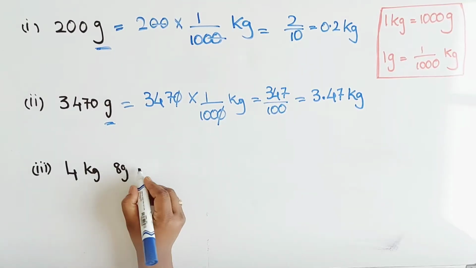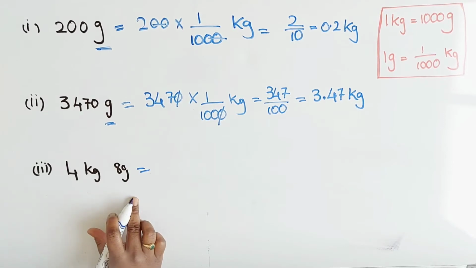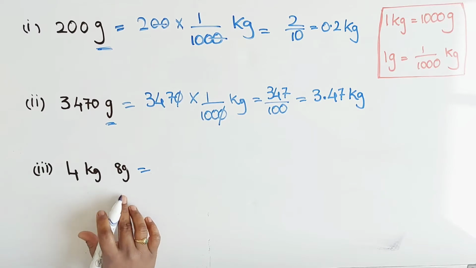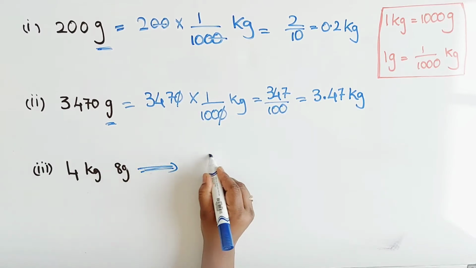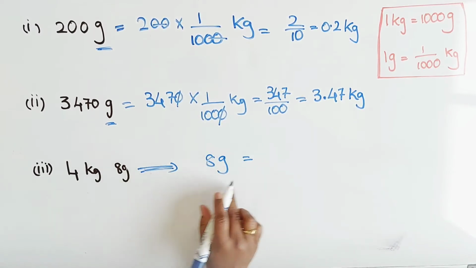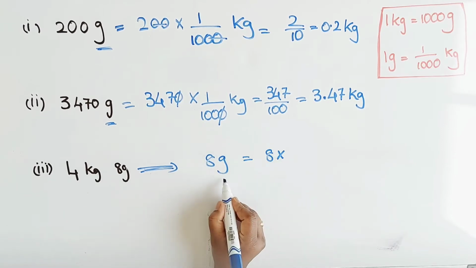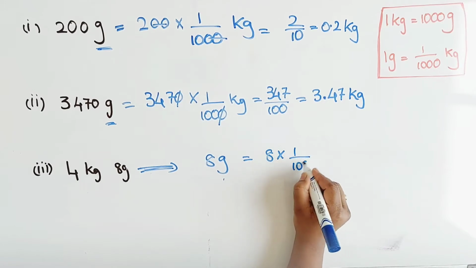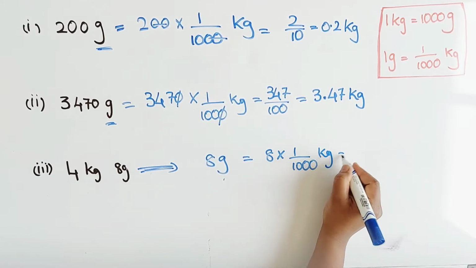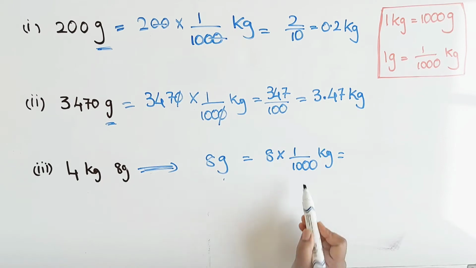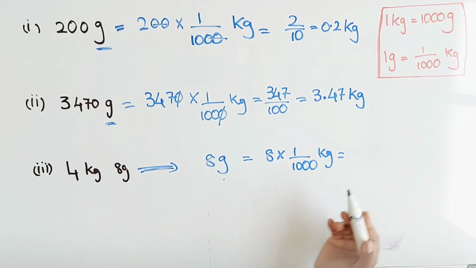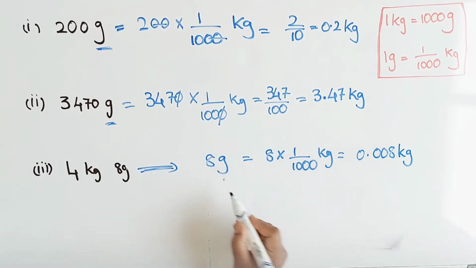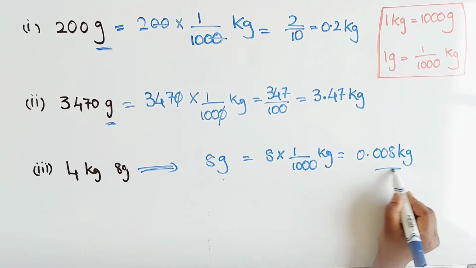Now see third question, children, 4 kgs and 8 grams. See here, this one is already in kgs, no need to change. Now we'll see 8 grams. First change 8 grams to kgs. 8 grams equals 8 into, in the grams place we have to write 1 by 1000 kgs, 1 divided by 1000 kgs. See here, this is 8 by 1000. That means in the denominator we have 3 zeros. That equals 0.008 kgs, children. Now 8 grams is changed into kgs.